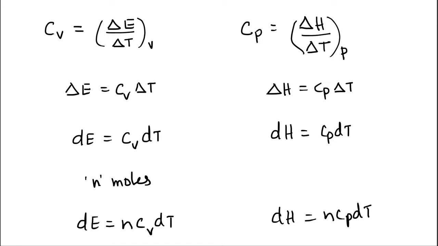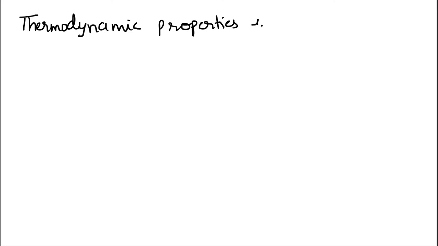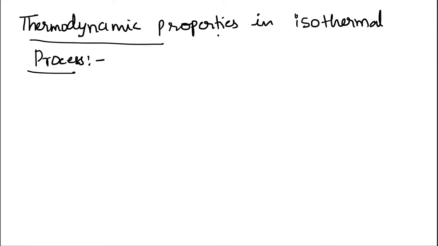Now, today's main class is about thermodynamic properties in several processes, that is isothermal process and adiabatic process. Now let's study thermodynamic properties in isothermal process. And later we study thermodynamic properties in adiabatic process.